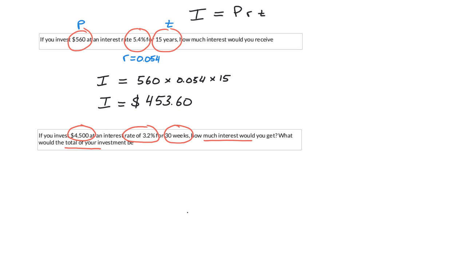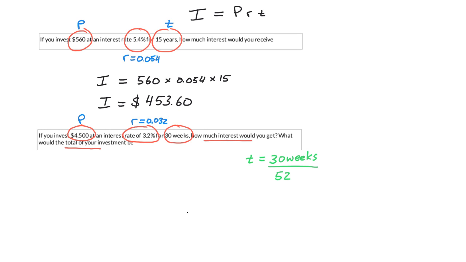So first thing, I'm going to focus on looking at my interest. Okay, my original investment is $4,500. That's my P. The interest rate is 3.2%. Again, I have to divide that by 100 to make it a decimal. And now my T is 30 weeks. And I don't want to use weeks in my equation. I can only use years. So I need to divide by how many weeks there are in a year, which is 52.